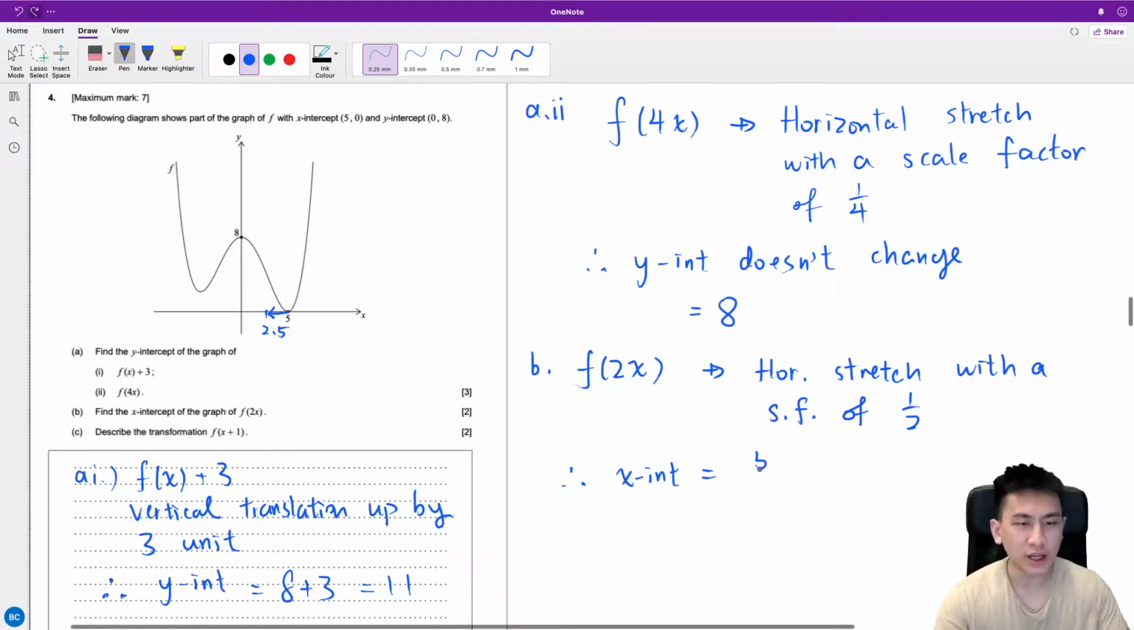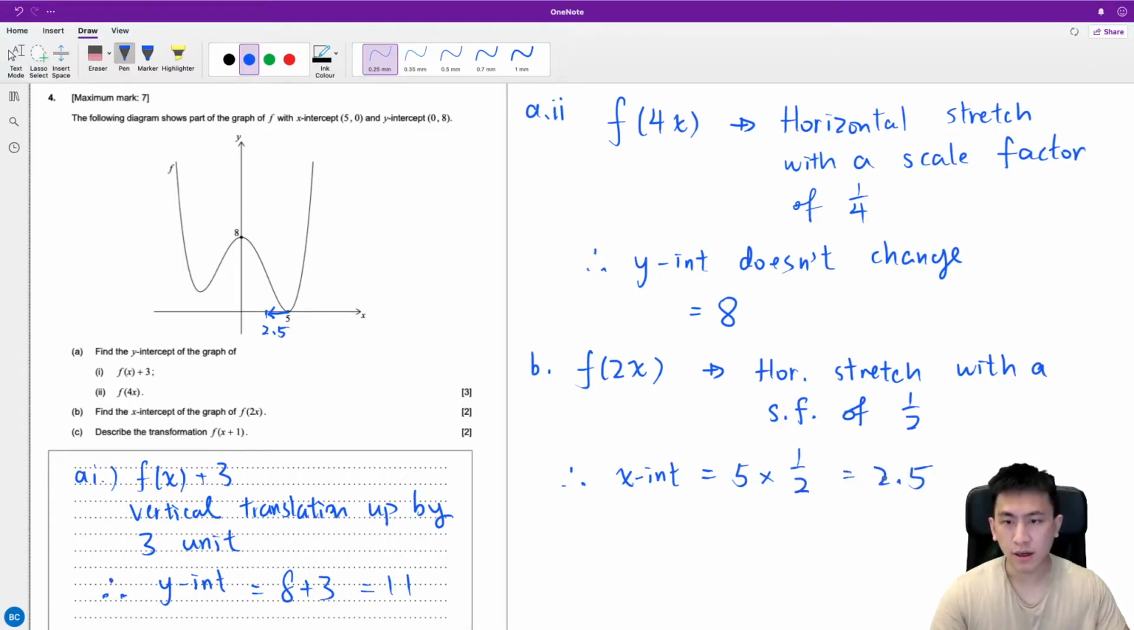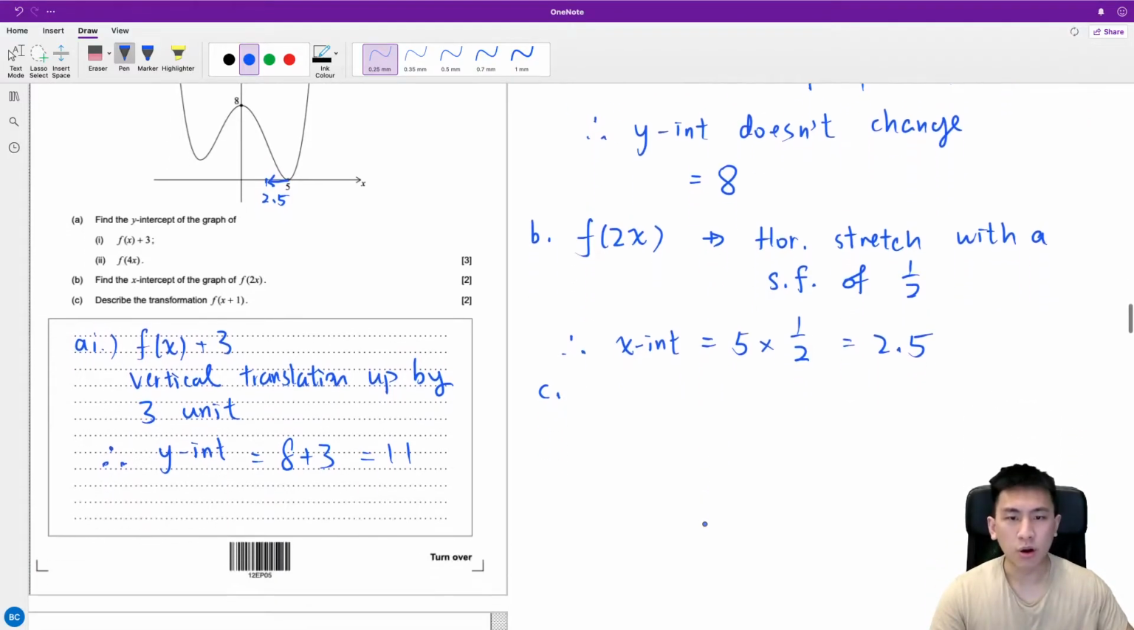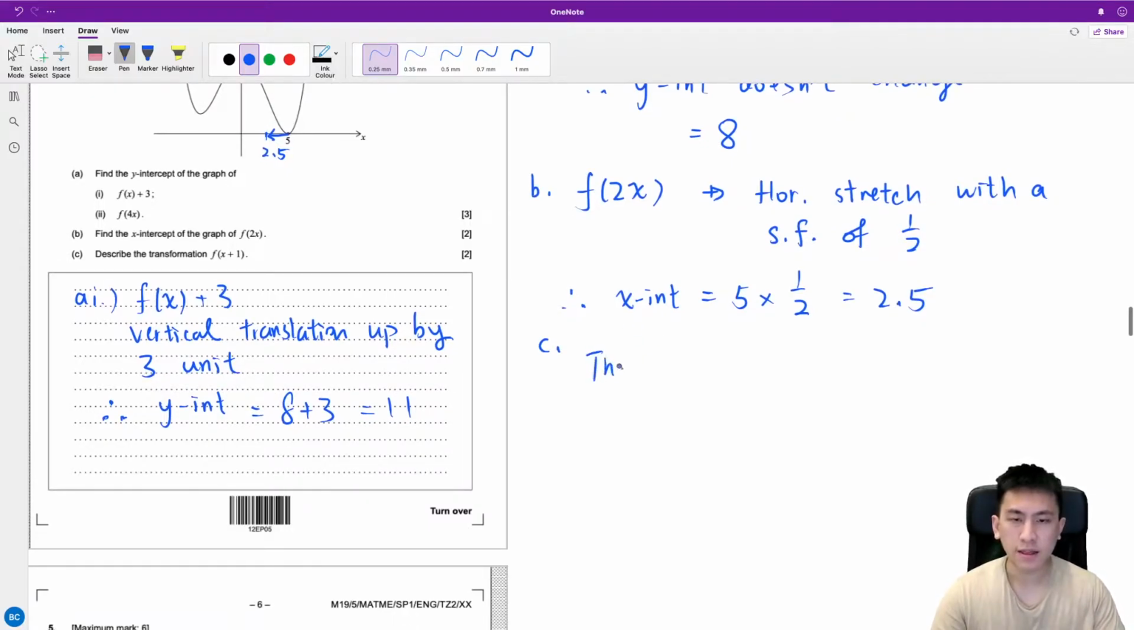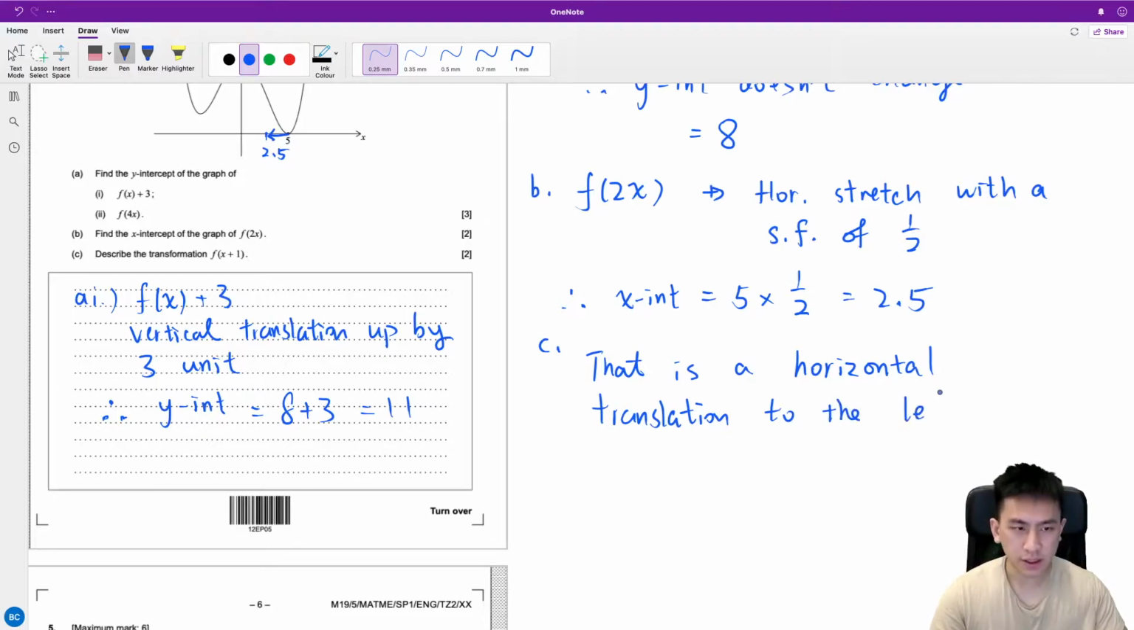Now, the better way to write it, okay, sure, is 5 times a half, which is 2.5, and then you're done. And then part C, describe the transformation by that. I hope you know by now, that is straightforward. That is a horizontal translation to the left by 1 unit. And that's really it. Now, for those of you who already know this, you can just skip ahead.